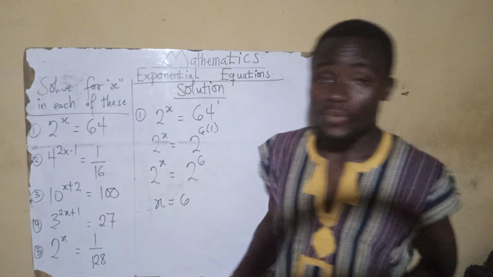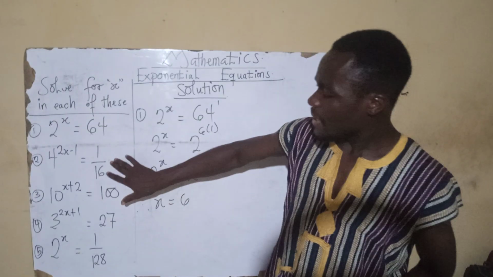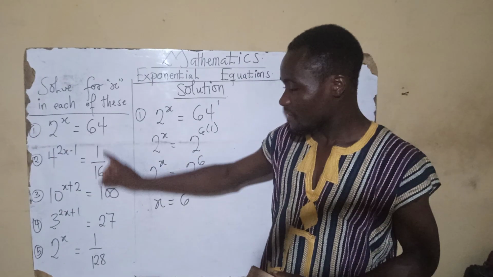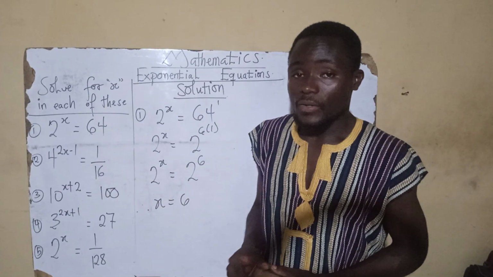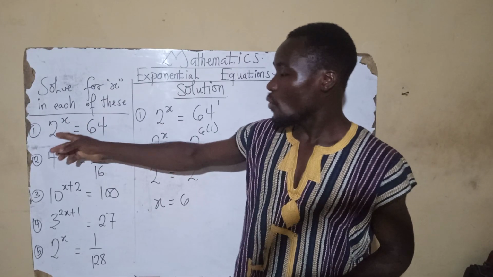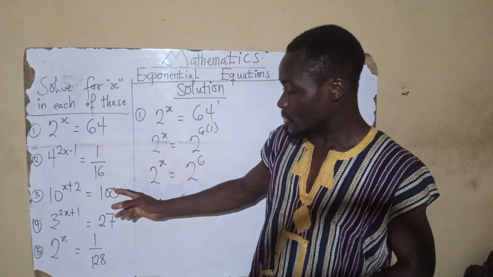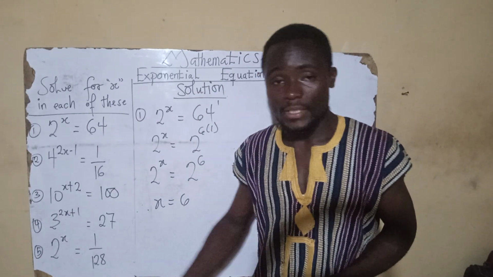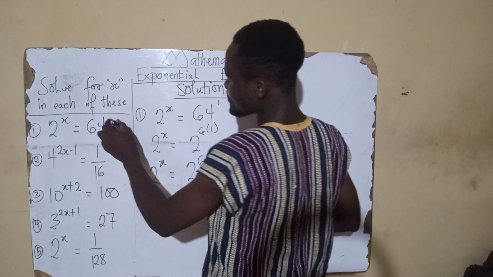But before we dive into question number 2, it has its own way of going about it. Have it in mind that we have a fraction now in the question. I want us to look at question number 1. See, we have whole numbers with powers. Question number 3 has whole numbers with powers, and question number 4 too has whole numbers with powers.